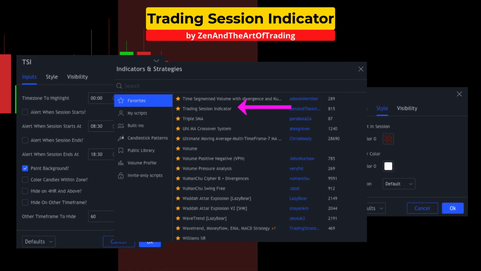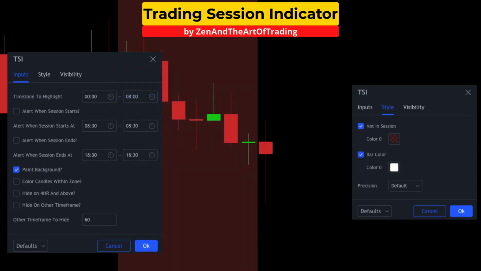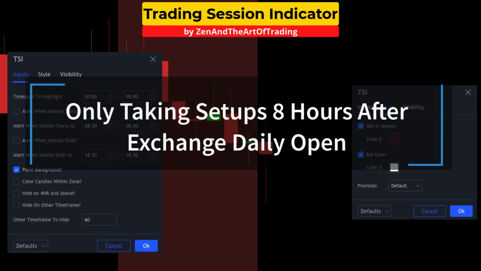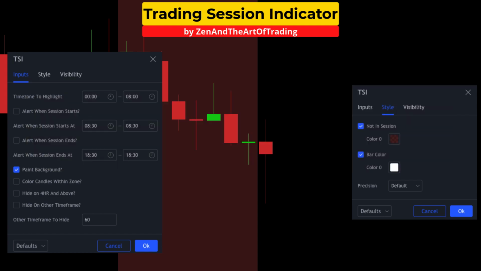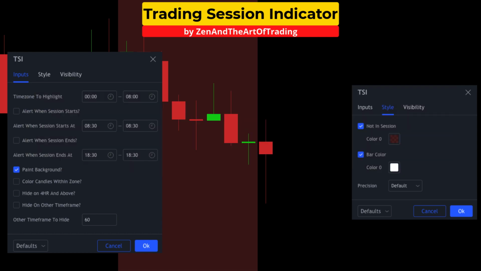What I'm going to put on the chart is the trading session indicator, which is not required for this system, but it does make the setups easier to identify. I am going to set the painted background to the exchange daily open, which is midnight Greenwich Mean Time through 8 a.m. We are only going to be taking setups 8 hours after the daily open to the close of the trading day. This will be the time settings for most crypto exchanges, but there could be variations. Just confirm the daily open time with your preferred exchange.